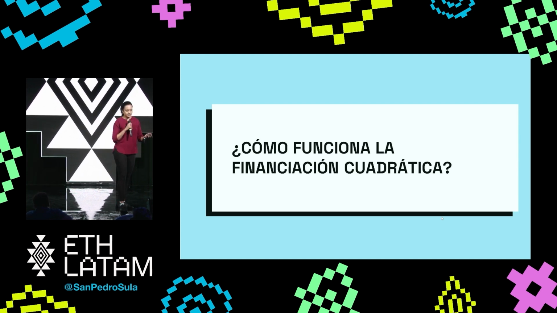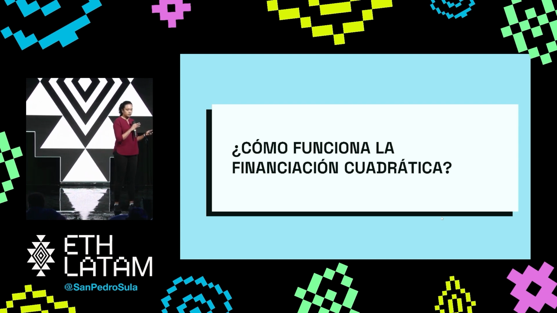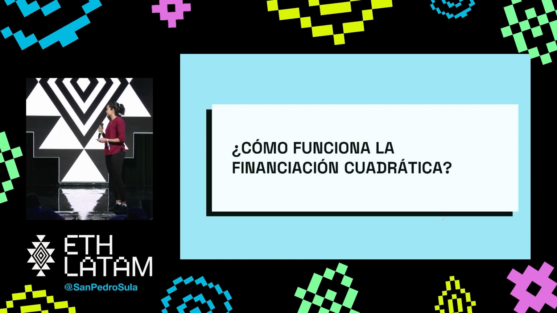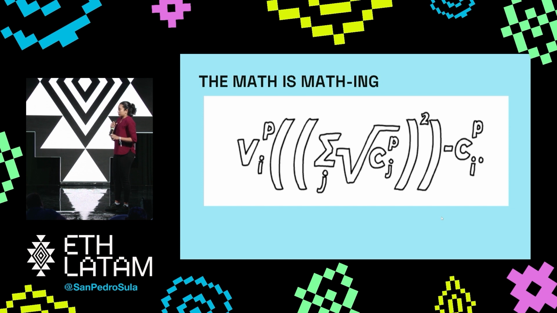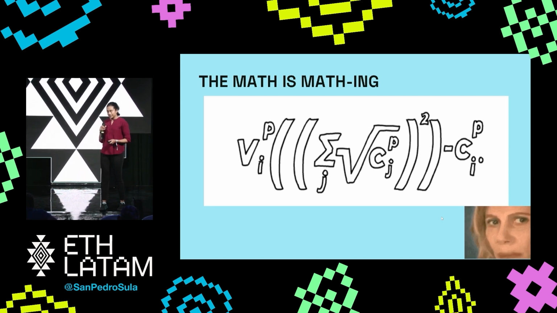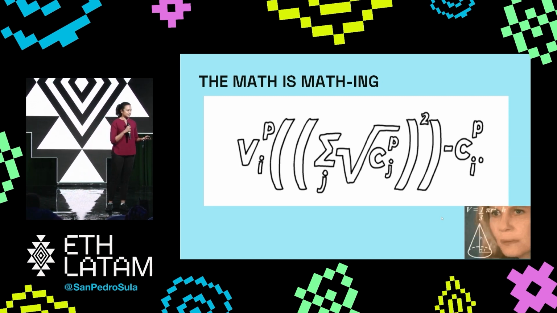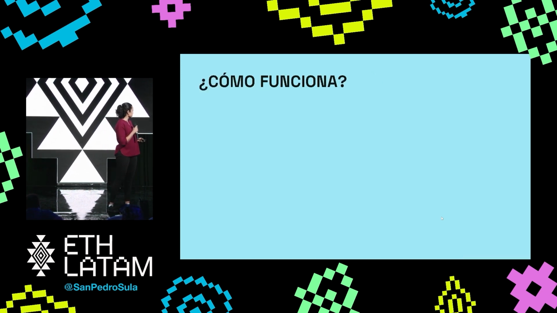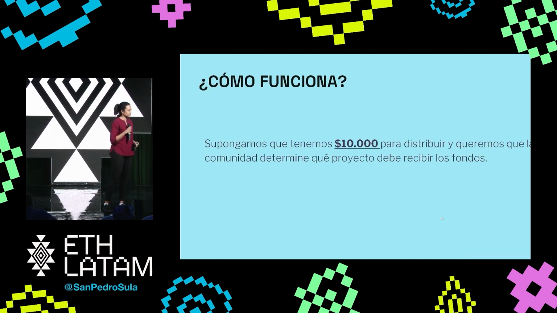Now, that was a lot of theory. Let's look at how quadratic funding works in real life. So this is the math behind how quadratic funding works, and this is my face trying to understand how the formula works. I think it would be a lot easier if we went through a real life example of how on earth this works.